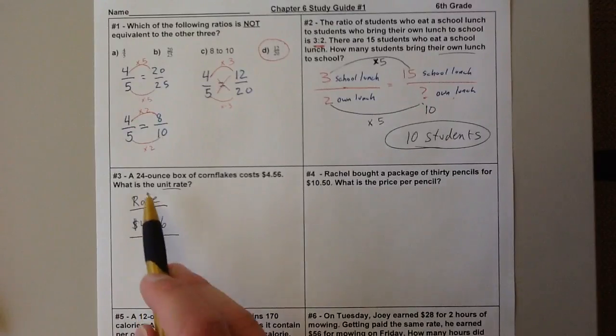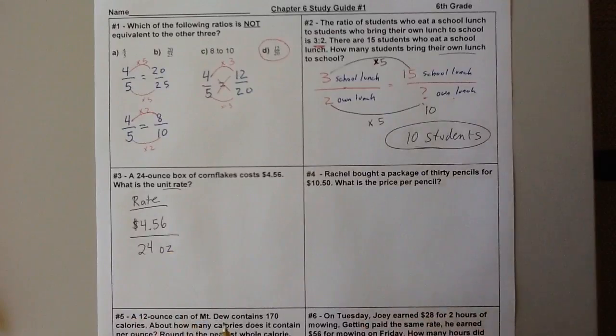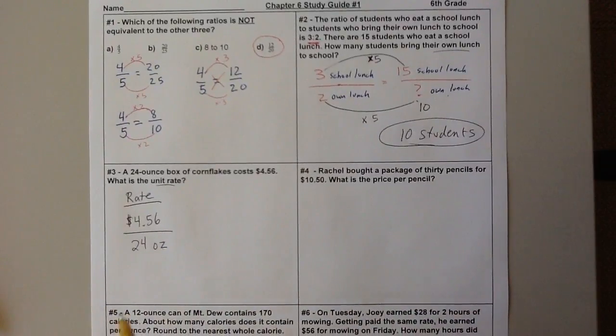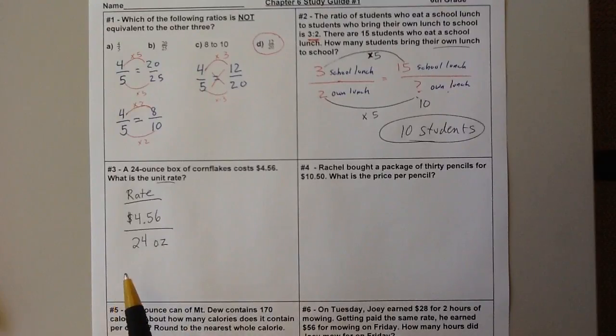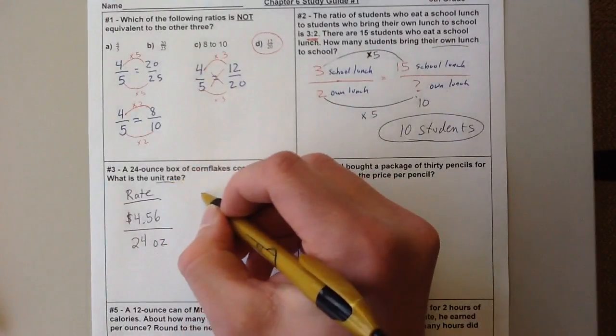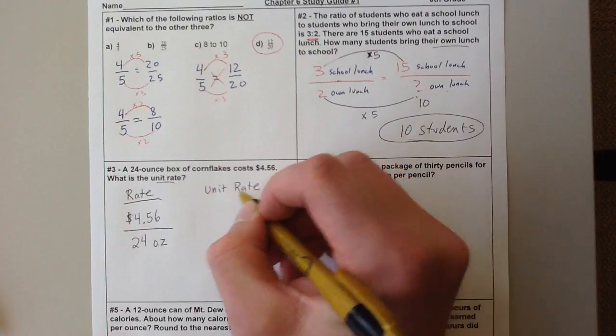$4.56 per 24 ounces. The label for ounces is OZ. So this right here is the rate given to us in the problem. This is how I write it: price per ounce. Now I want the unit rate, so over here write unit rate.